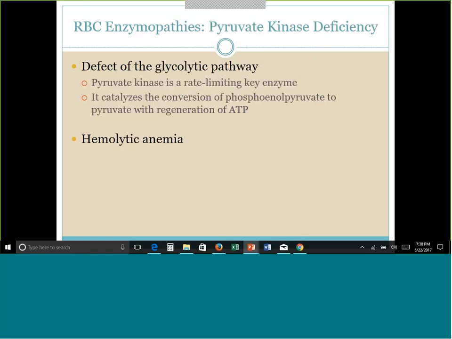Another enzyme deficiency is pyruvate kinase deficiency. This is probably the more common one. This is an enzyme that's in the glycolytic pathway. It also results in a hemolytic anemia. So you can see pyruvate kinase deficiency with, you will see burr cells in there, which we call echinocytes. So those are kind of a poikilocyte that you might see with that.